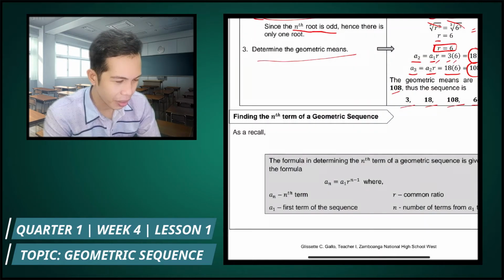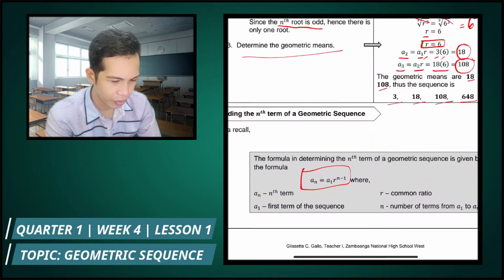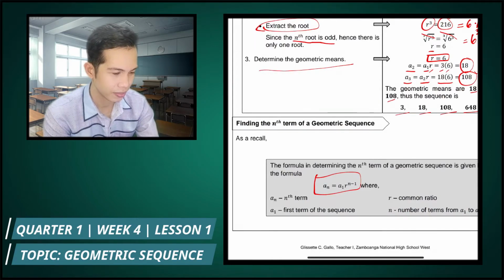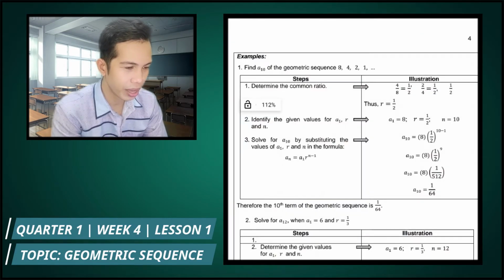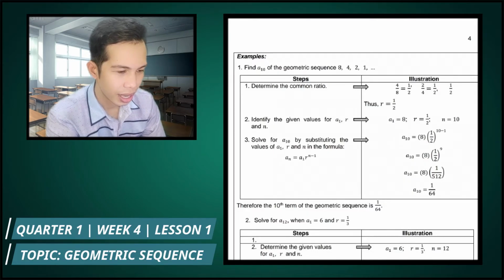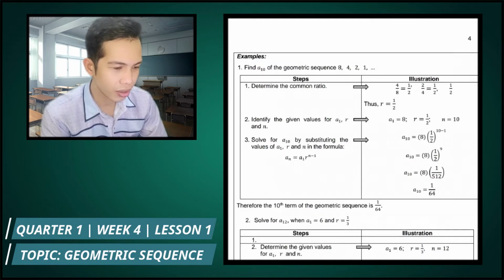Okay, so this time we will be moving on with finding the nth term of a geometric sequence. As I recall, we have here the formula. So, we will be using the formula in solving for the nth term of a geometric sequence. Example number 1: find a sub 10 of the geometric sequence 8, 4, 2, 1, and so on. So the first step is to determine the common ratio.